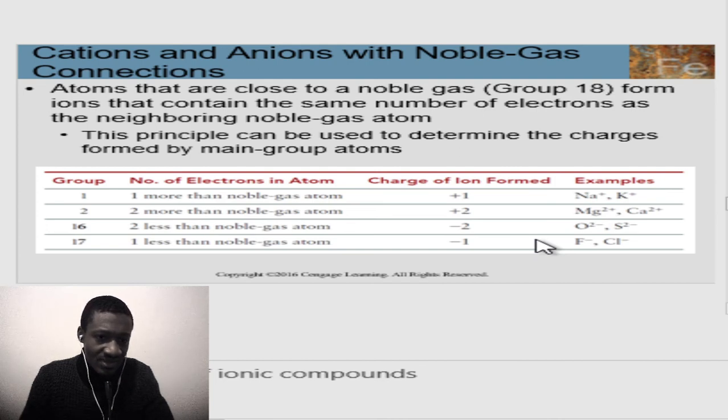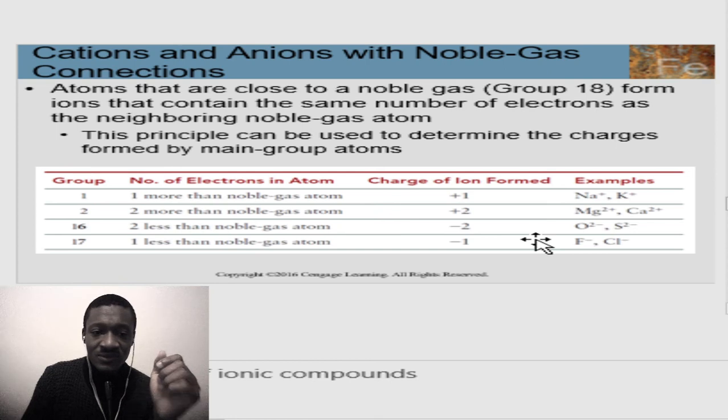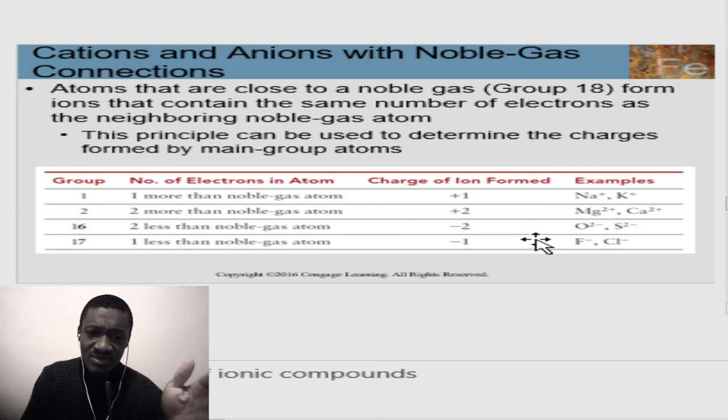Atoms that are close to a noble gas form ions that contain the same number of electrons as the neighboring noble gas atom. So this principle can be used to determine the charges formed by the main group atoms. So look at this very closely. You have group 1, and the number of electrons is 1 more than the noble gas, and the charge is +1. Examples are sodium and potassium.